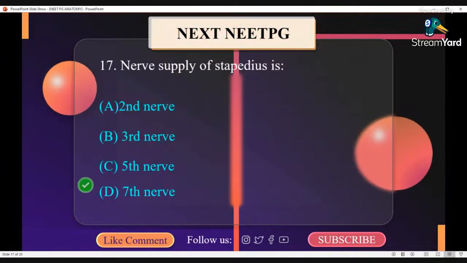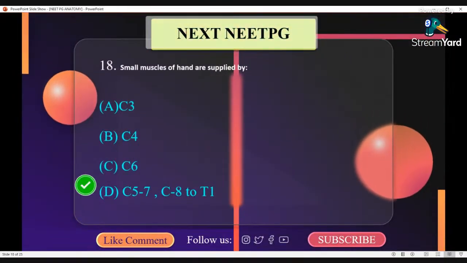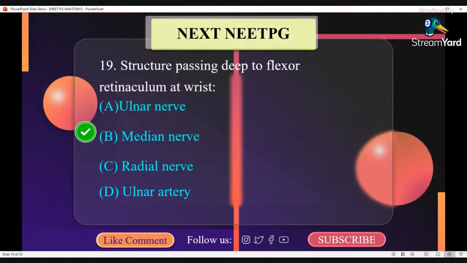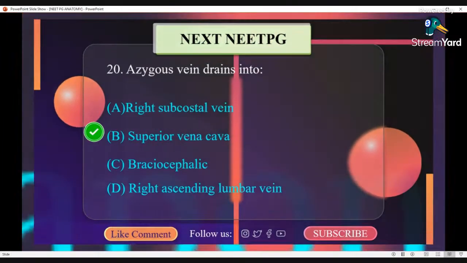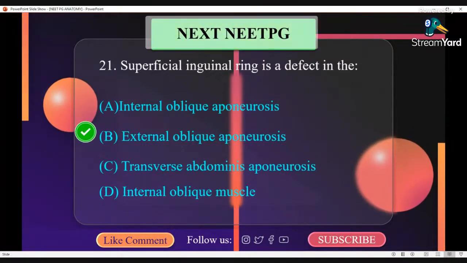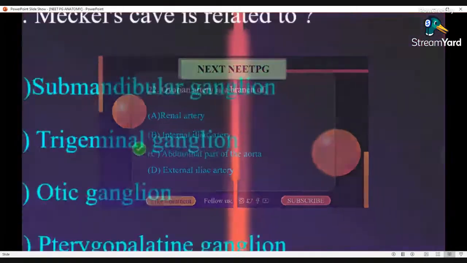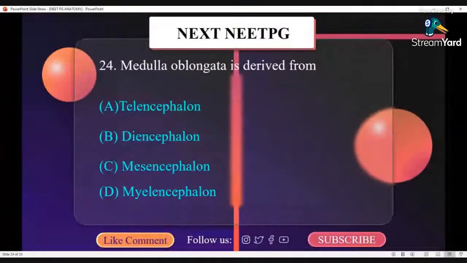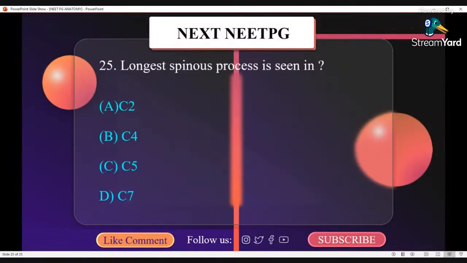Nerve supply of stapedius is seventh cranial nerve. Small muscles of hand are supplied by C8 to T1. Structure passing deep to flexor retinaculum, median nerve. Azygos vein drains into superior vena cava. Superficial inguinal ring is a defect in external oblique aponeurosis. Ovarian artery is a branch of abdominal part of aorta. Meckel's cave is related to trigeminal ganglion. Medulla oblongata, myelencephalon. Longest spinous process is C7.